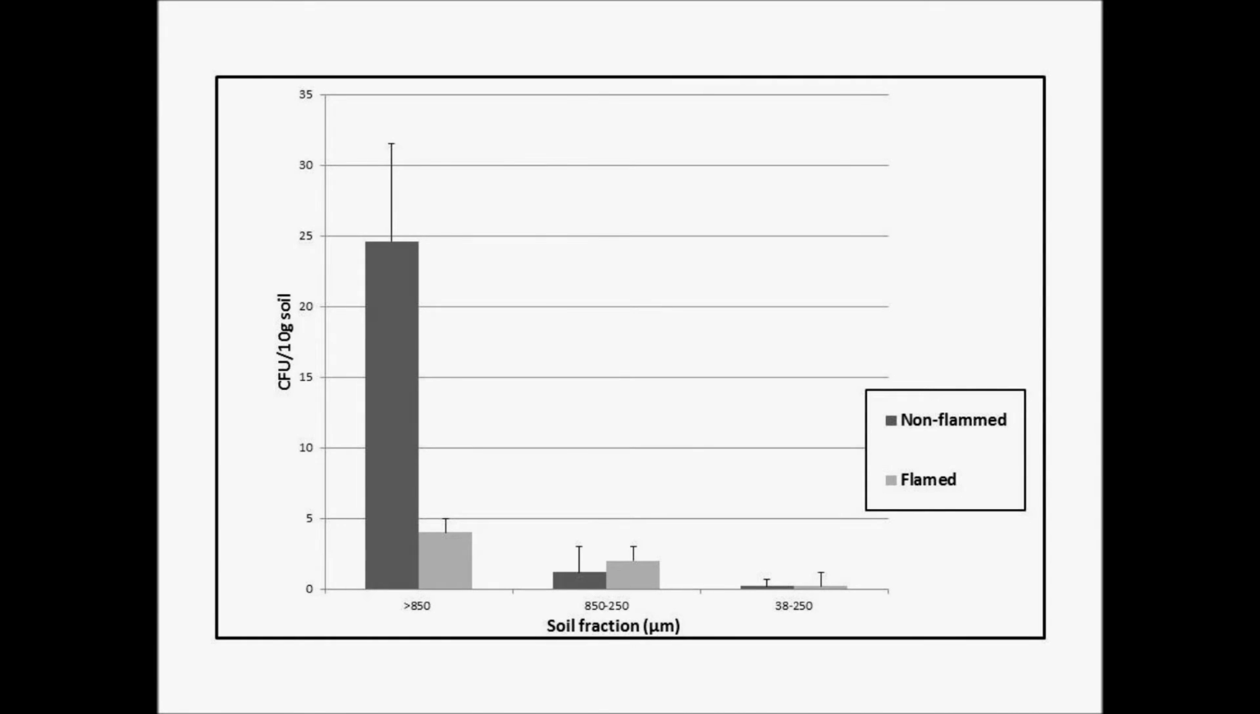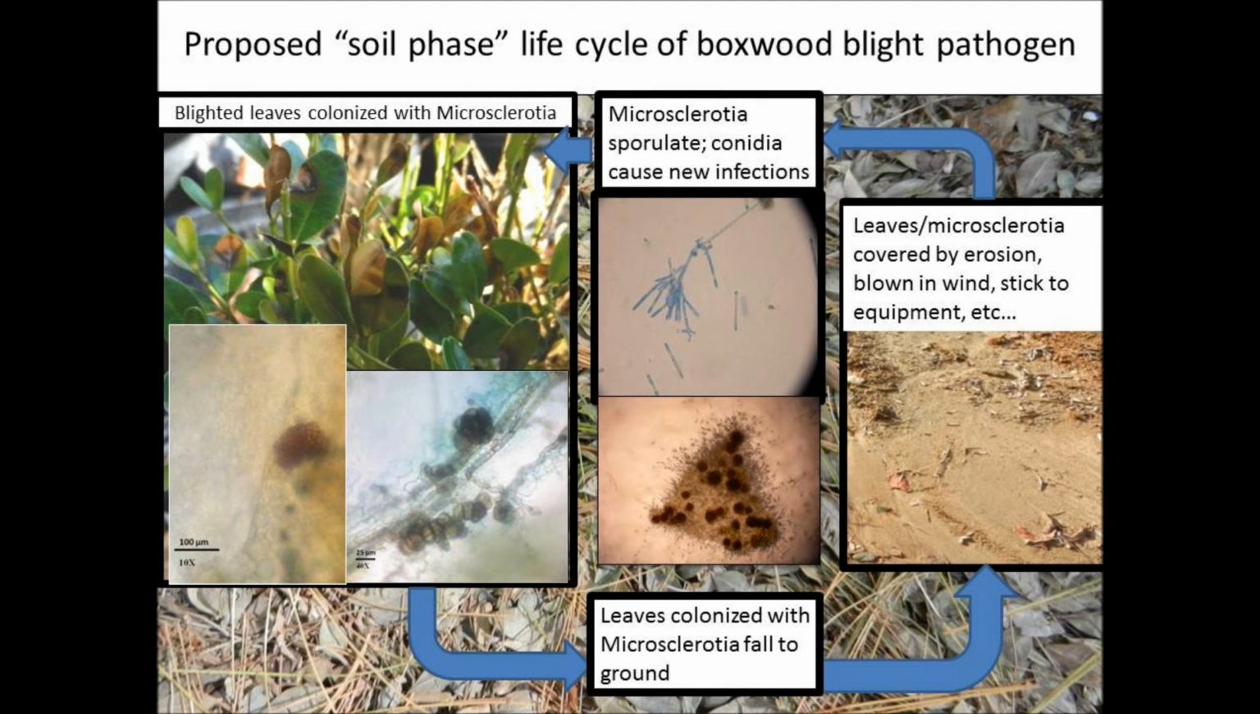Now, we're only talking about fields where the boxwood blight pathogen has been found. It is not recommended that one invest in surface flaming soil if the boxwood blight pathogen has not been detected at a site.